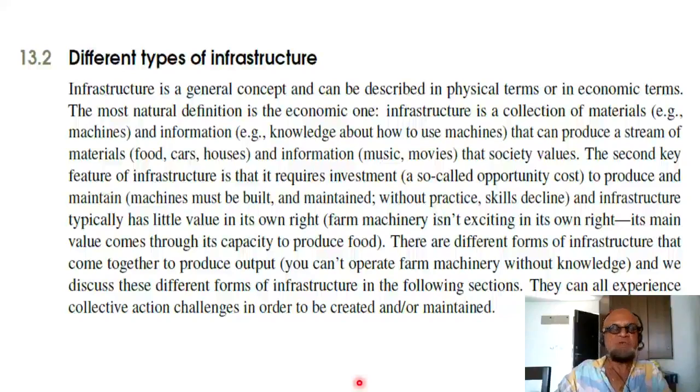The second key feature of infrastructure is that it requires investment, a so-called opportunity cost, to produce and maintain. So machines must be built and maintained. Without practice, skills decline. And also, infrastructure typically has little value in its own right. So farm machinery isn't exciting in its own right. Its main value comes through its capacity to produce food.